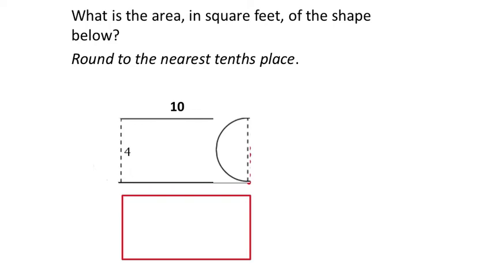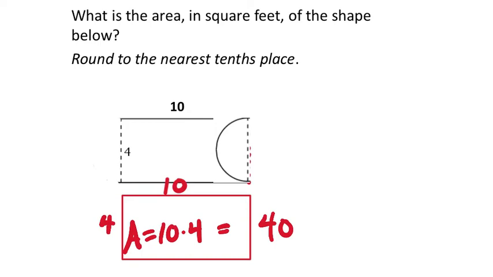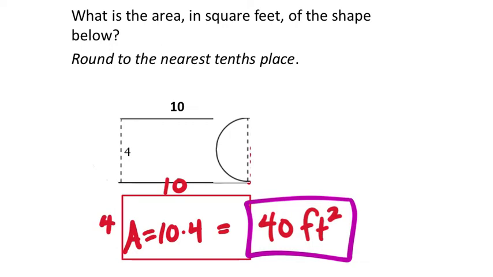See how this now creates a full rectangle? And we know its dimensions. It's a 4 by 10 rectangle. So if I want the area, it's just length times width, 10 times 4. That's going to be 40. Up there it says square feet, so I'm writing the square feet a little bit differently, but that's our final answer on this one.